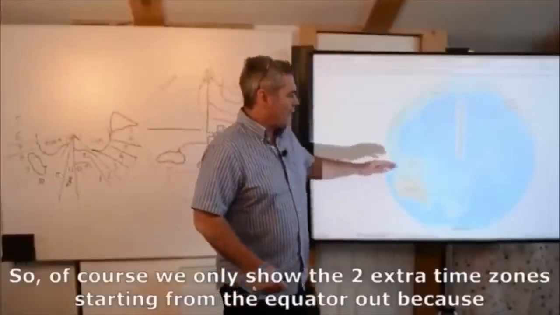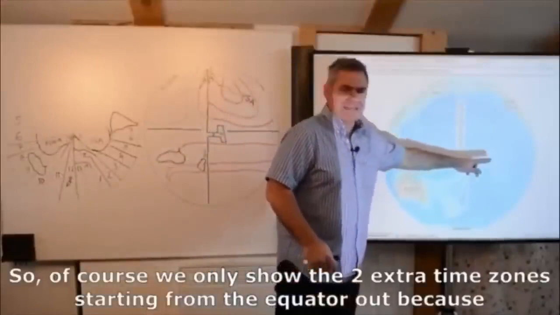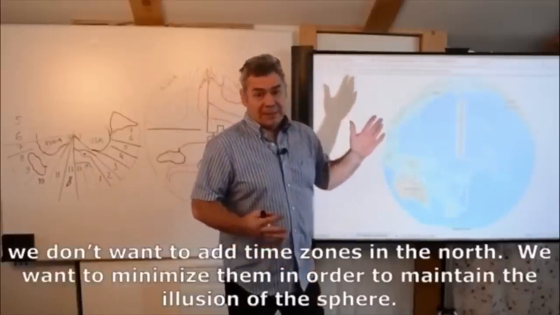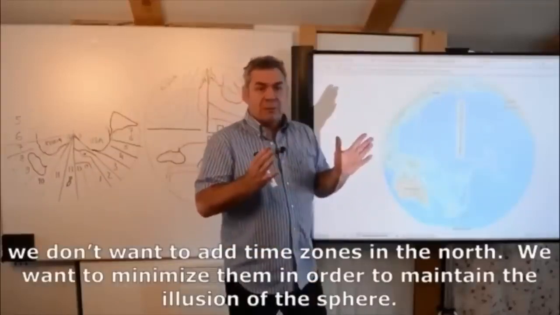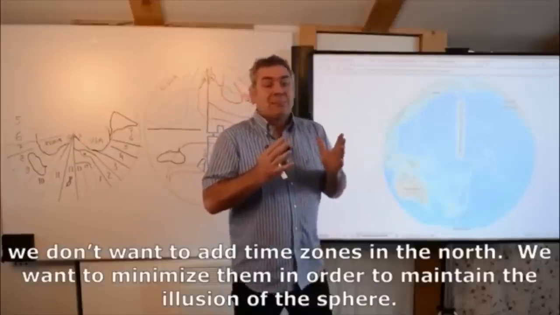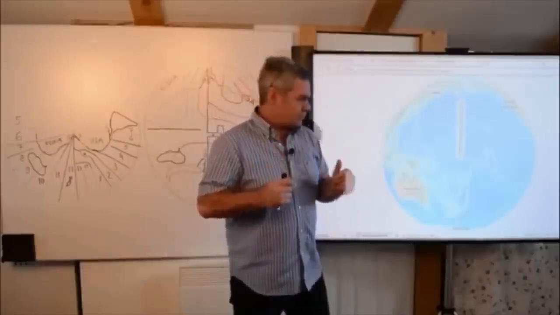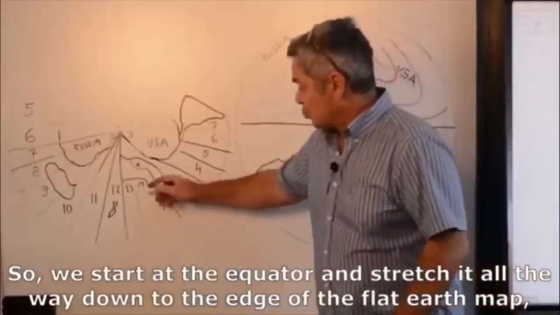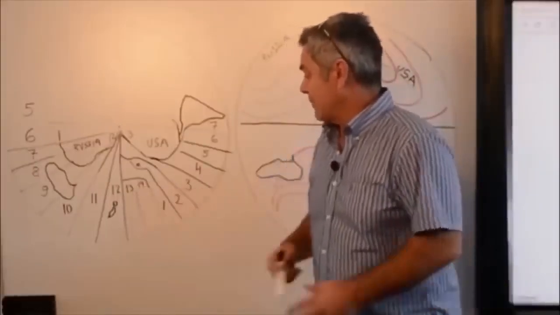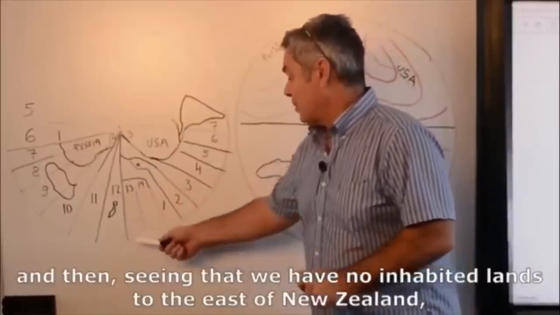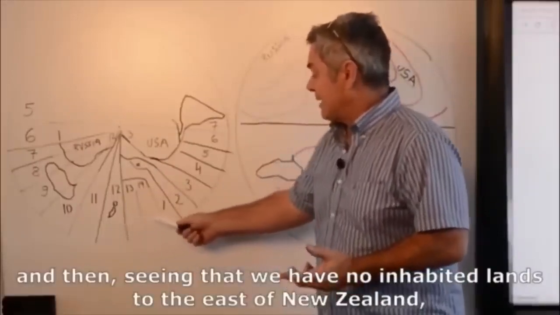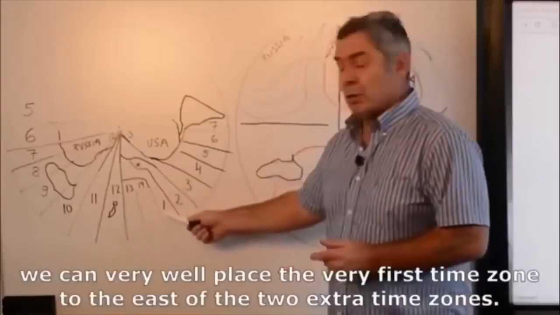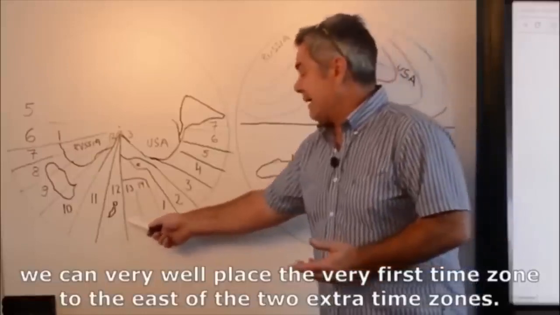So of course they only show the 2 extra time zones starting from the equator out because they don't want to add time zones in the north. They want to minimize them in order to maintain the illusion of the sphere. So they start at the equator and stretch it all the way down to the edge of the flat earth map. And then, seeing that we have no habitated lands to the east of New Zealand, they can very well place the very first time zone to the east of the 2 extra time zones.